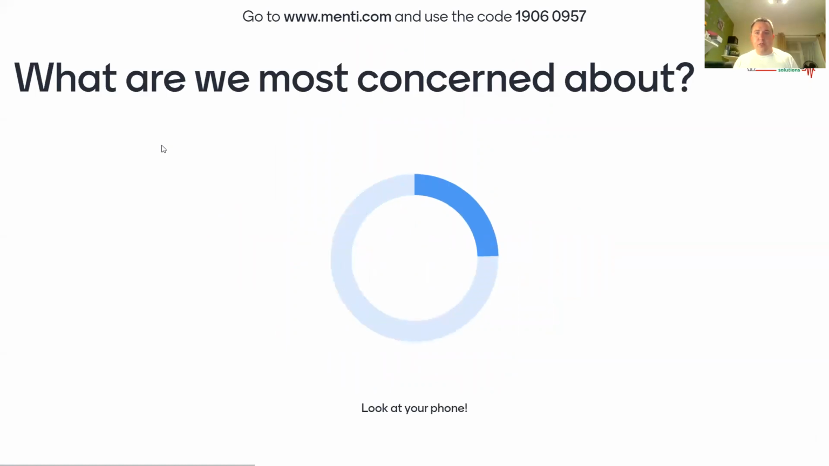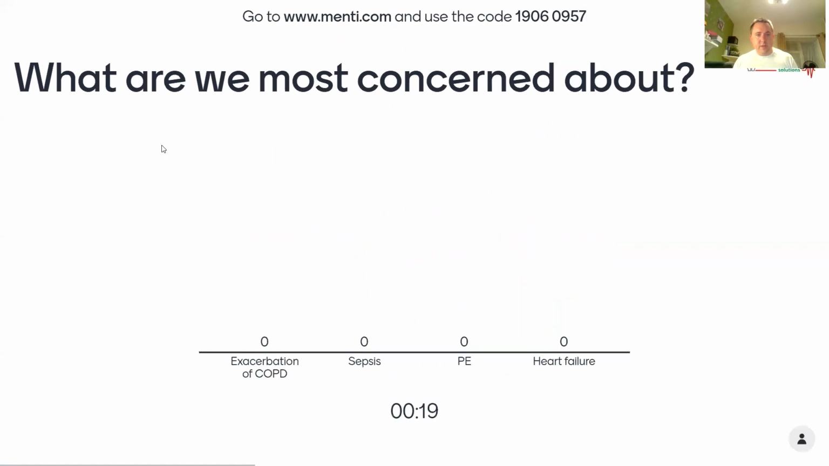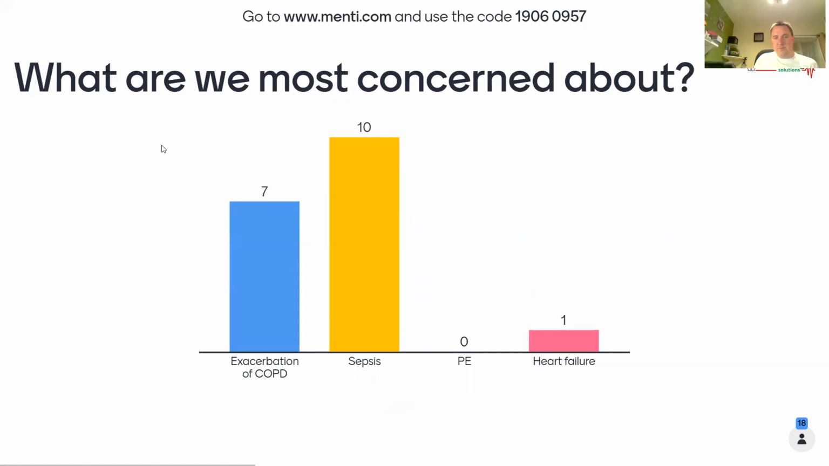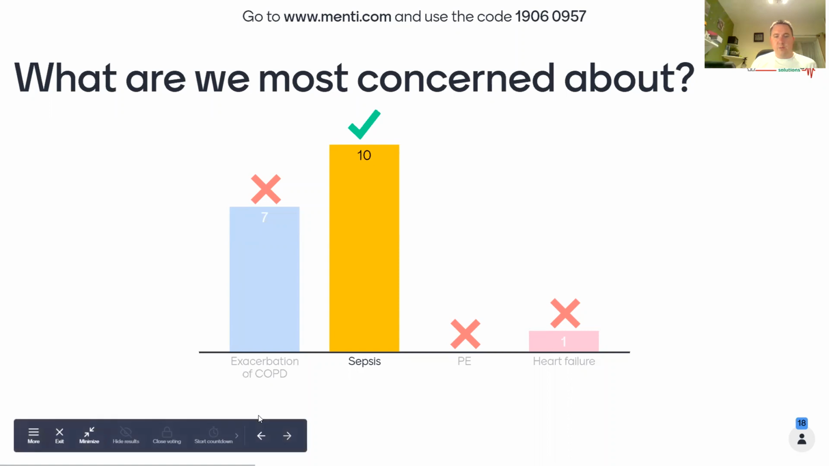What are we most concerned about with this patient? Exacerbation of COPD, sepsis, PE, or heart failure? All vote now. You've got 20 seconds. Okay, time's up. Okay, good. 10 people got that right. Well done. Sepsis is, of course, our concern in this case with observations like that.